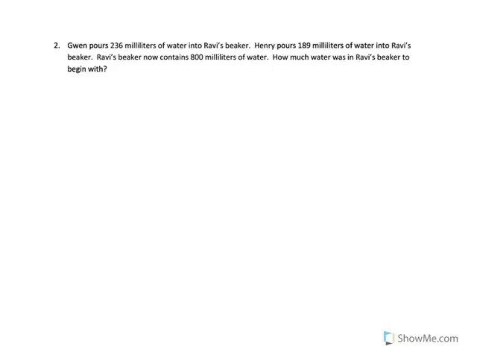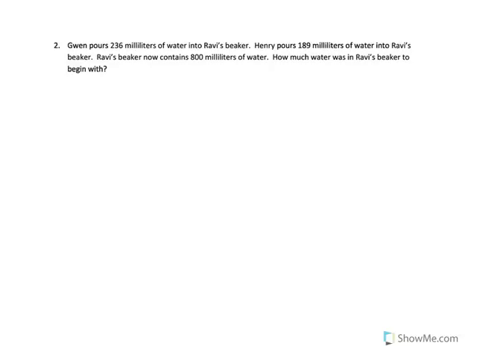Gwen pours 236 milliliters of water into Ravi's beaker. Henry pours 189 milliliters of water into Ravi's beaker. Ravi's beaker now contains 800 milliliters of water. How much water was in Ravi's beaker to begin with?